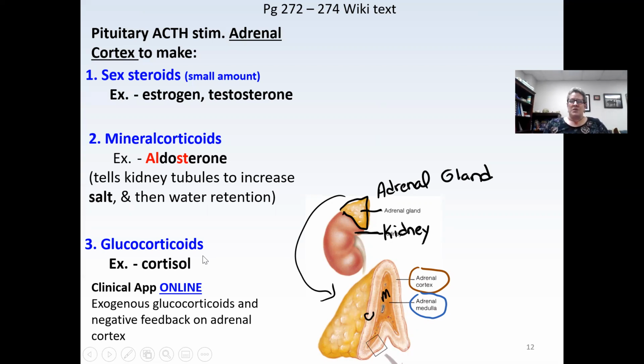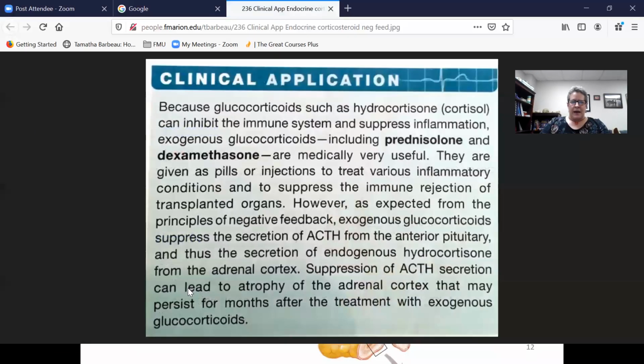synthetic glucocorticoids that you are prescribed when you've got inflammation somewhere in your body, like a rash that won't go away, or maybe you've got irritable bowel syndrome or Crohn's disease or some other chronic inflammation. You can be prescribed glucocorticoids. But that's going to affect the negative feedback system with cortisol. So let's look at that clinical app.